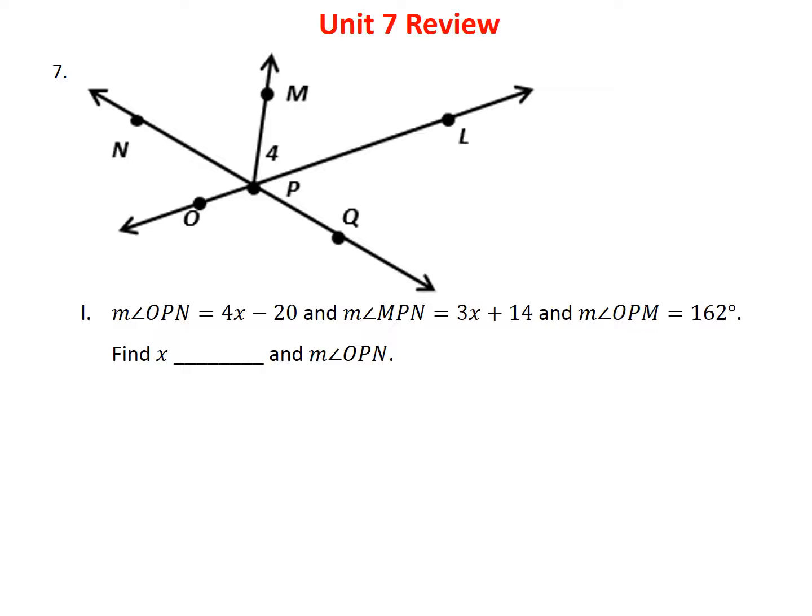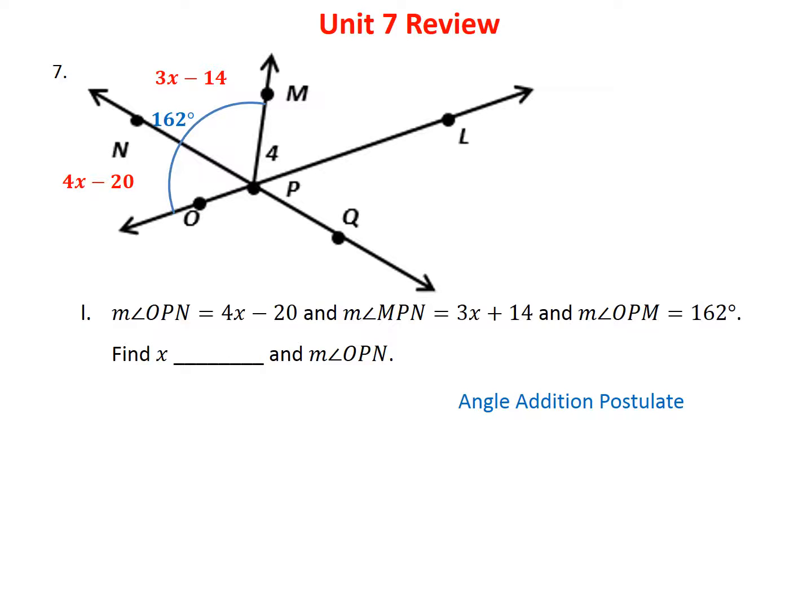7L gives us some information about the different angles algebraically and asks us to solve to find what x is and find what one of the missing angles is. So in this case, first thing I'm just going to label some things. Measure OPN is 4x minus 20, and angle MPN is 3x plus 14, and then the whole angle represented by the whole blue line is 162 degrees. Notice that the 2 smaller angles are going to add up and measure to the whole angle, and that's the basis for solving this problem.